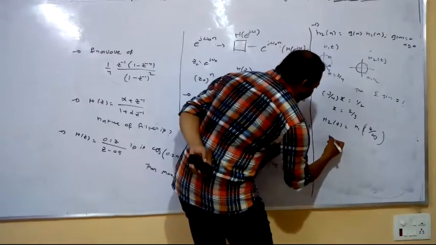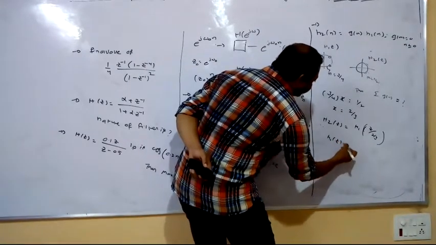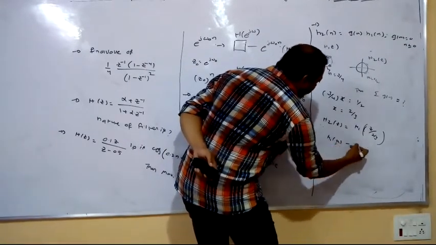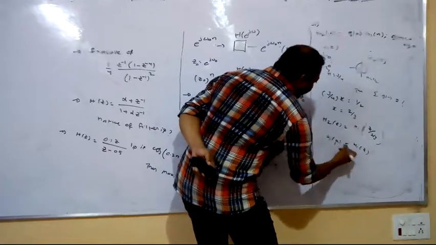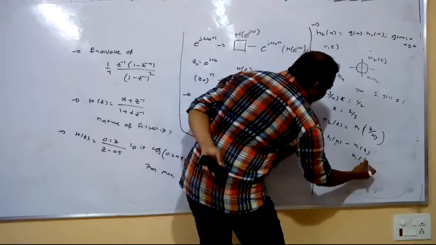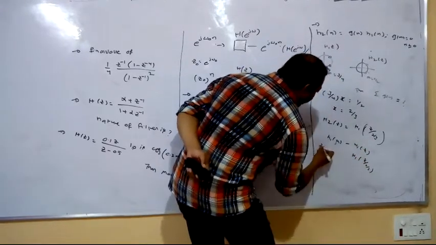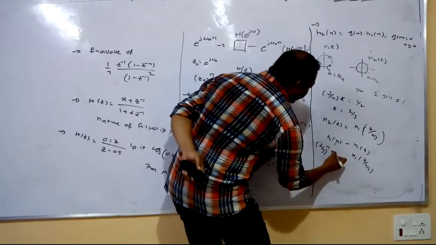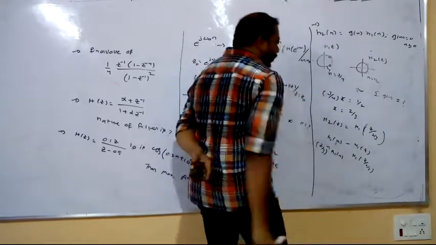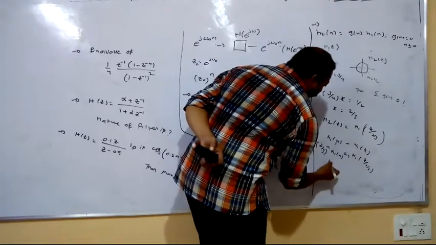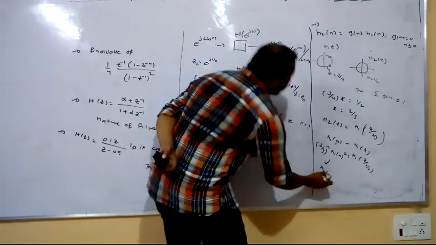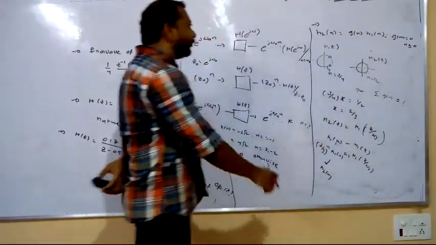You have one property: if h1 of n has z transform H1 of z, then H1 of z divided by 2 by 3 corresponds to 2 by 3 whole to the power n into h1 of n. That is the corresponding h2 of n. This is your h2 of n. They are given h2 of n is equal to g of n into h1 of n.